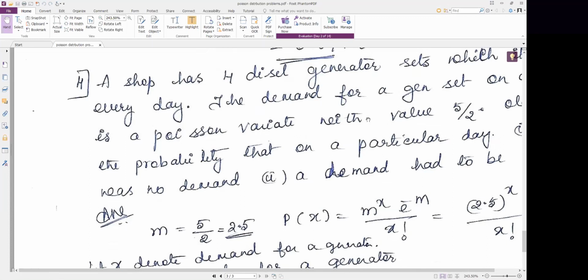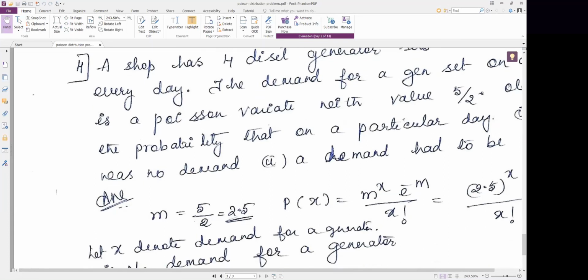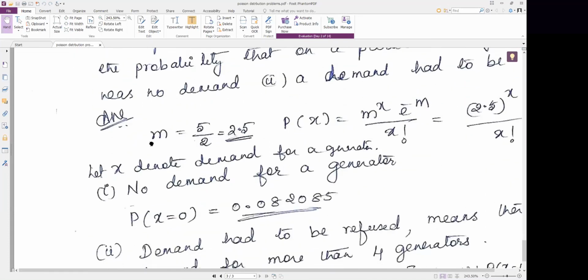So what is the thing they have given? They have given the demand for generator set on an average. Average value means mean. Mean they have given. What is mean? 5 by 2. So for Poisson variate, what is mean? Mean means m. M is 5 by 2. So what is 5 by 2? 2.5. So what is the Poisson distribution formula? M power x e power minus m divided by x factorial. Substitute for m, you will get 2.5 power x divided by x factorial.